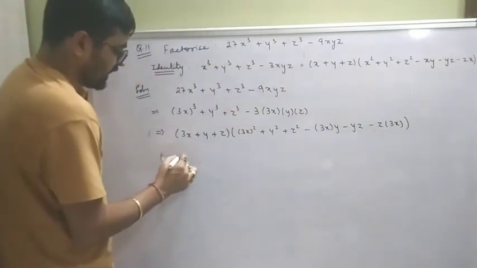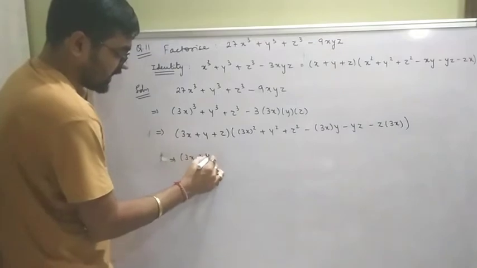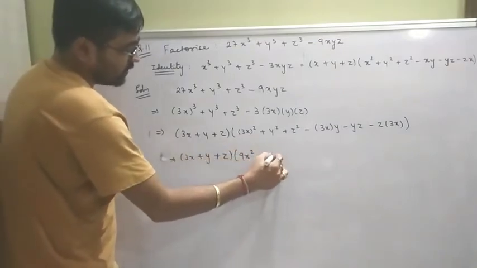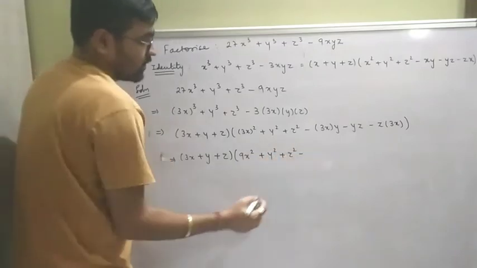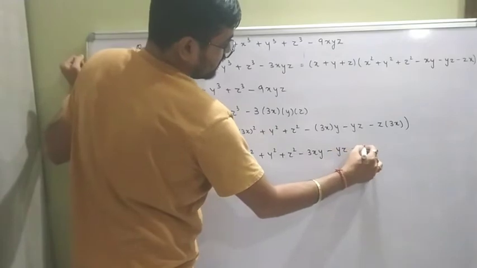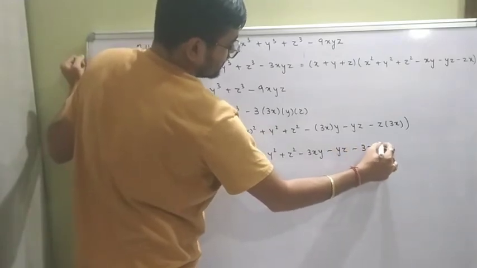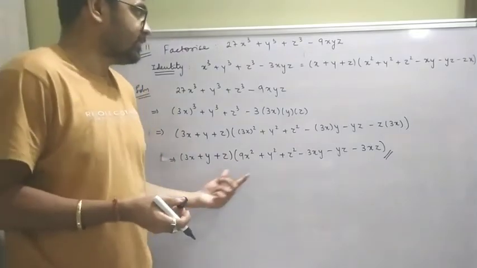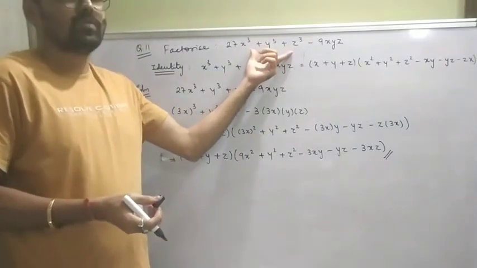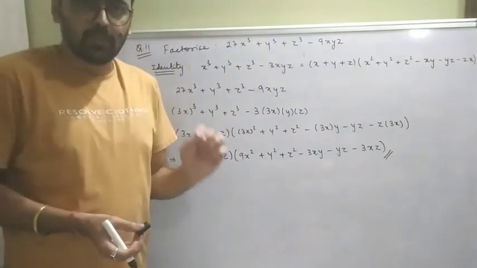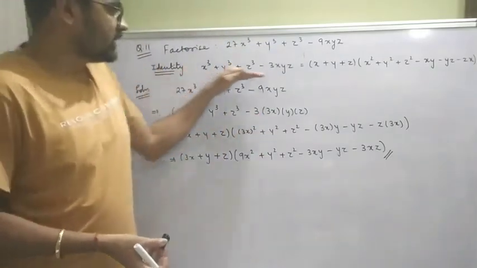So let's simplify it. 3x plus y plus z into, 3x squared means 9x square plus y square plus z square minus 3xy minus yz minus 3xz. These are the factors. This into this. These are the factors of this particular given question which we factorized. Am I clear? Just simply remember this identity.